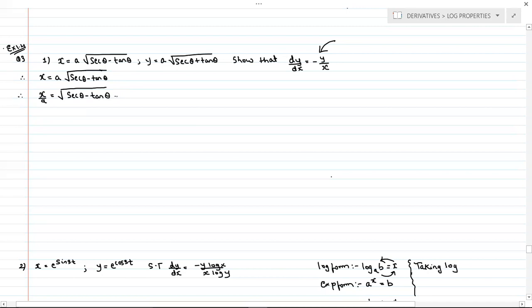I will give this as equation number 1. On the other side, we have y equals a square root of sec theta plus tan theta. Here also I will bring this a down, and I will give this as equation number 2.